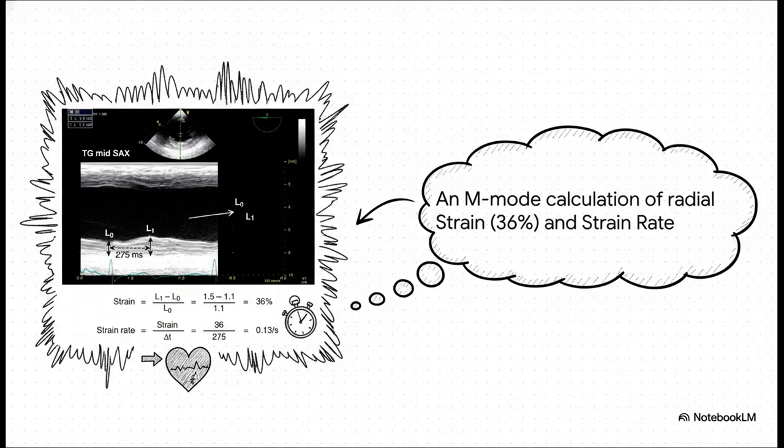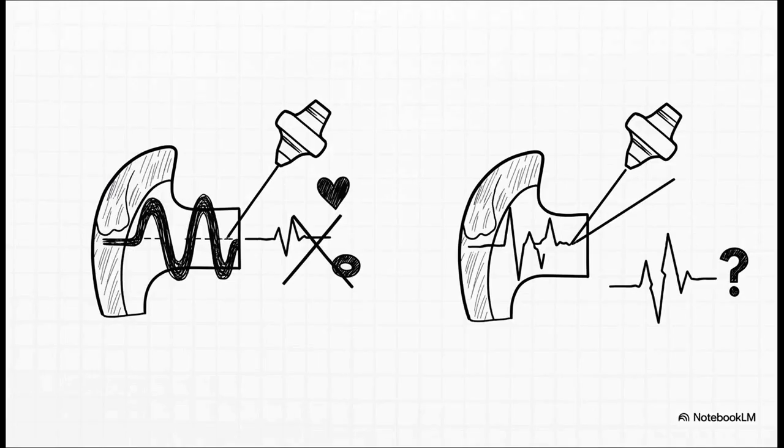The machine can also tell us that this all happened in 275 milliseconds. Do the division, and you get a strain rate of 0.13 per second. It's a real, hard number for regional function. So how do we measure this stuff?